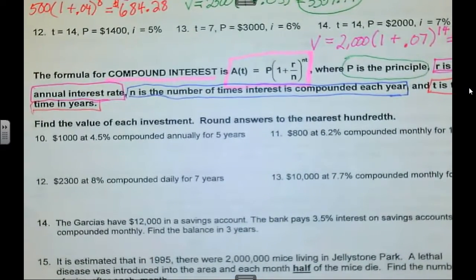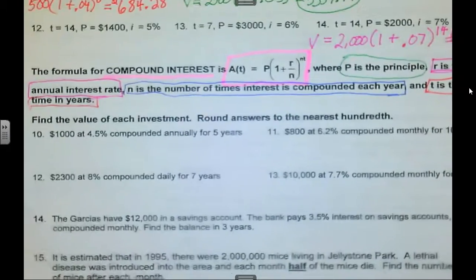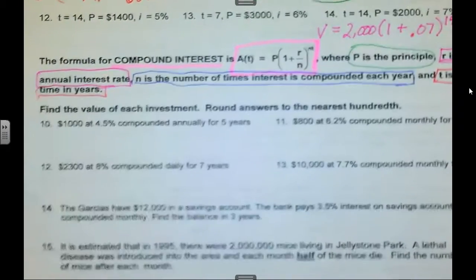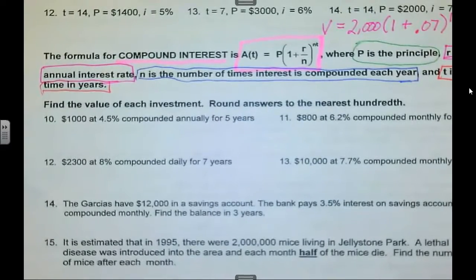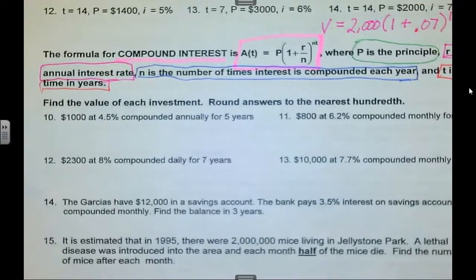I know credit cards used to do it every day. They used to compound interest for you just to get that money from you. But I think one of the presidents did away with that. Now I think they have to do it monthly.